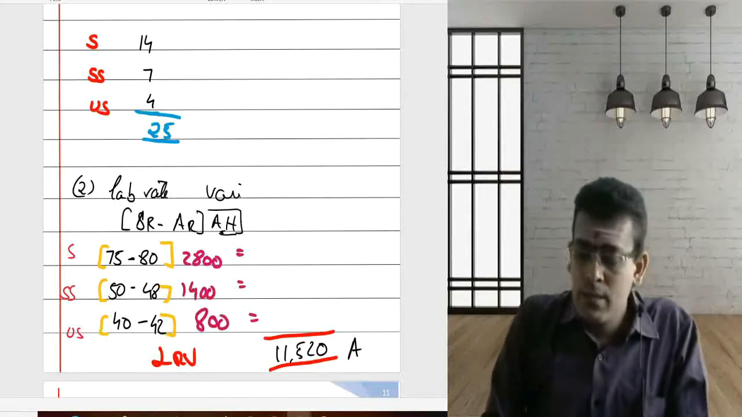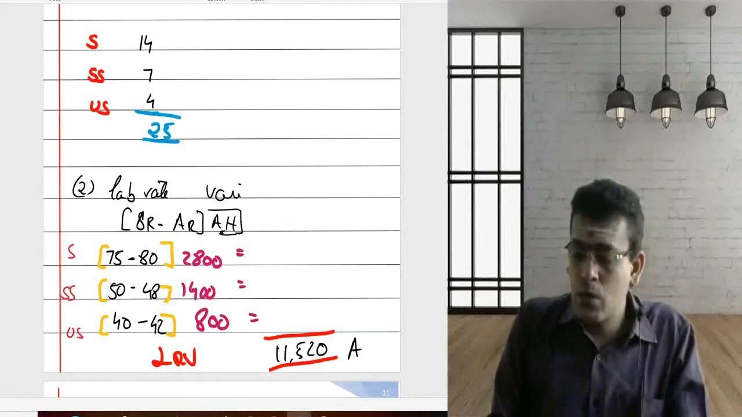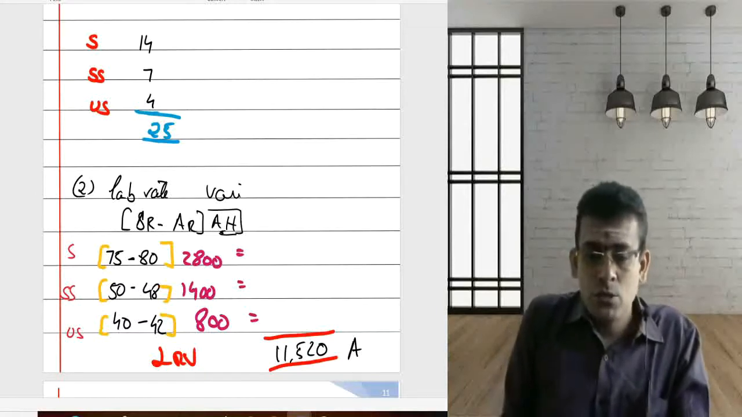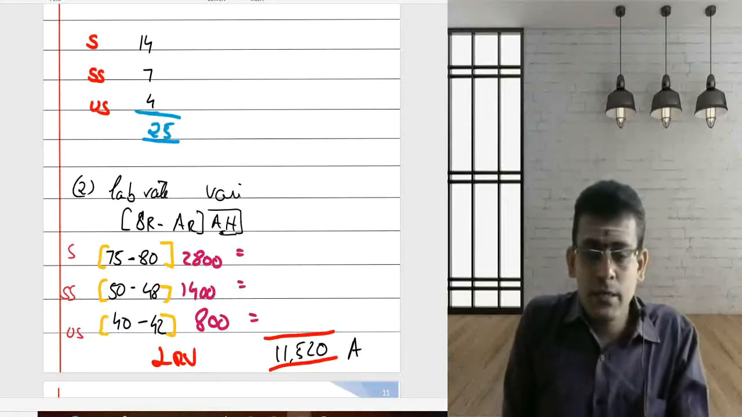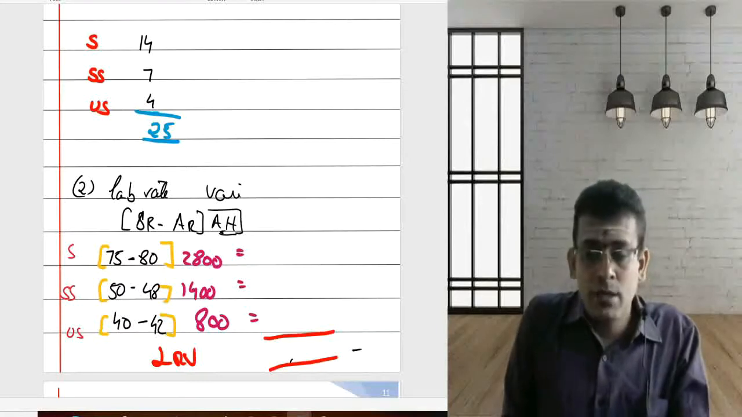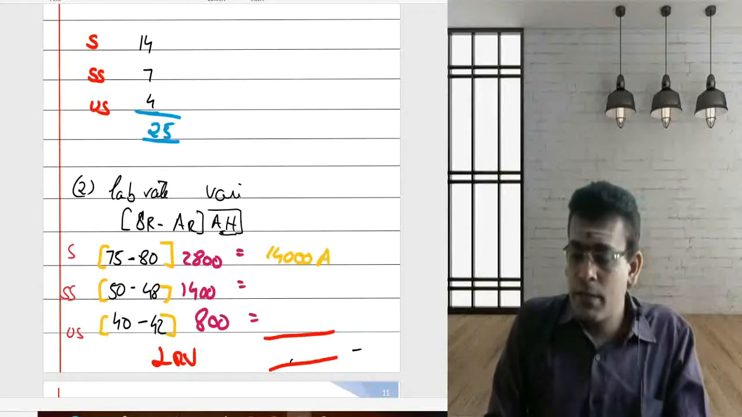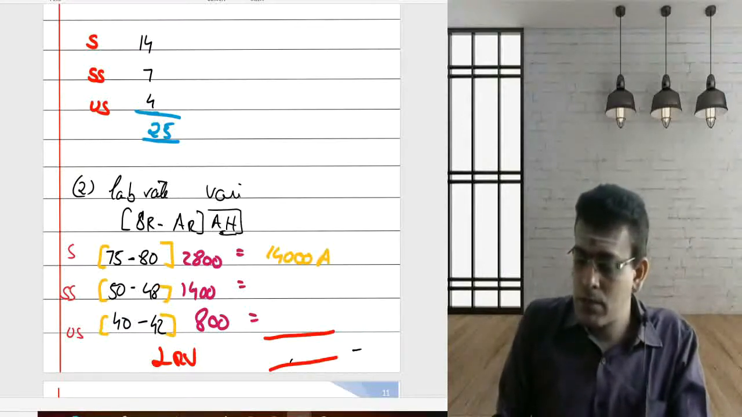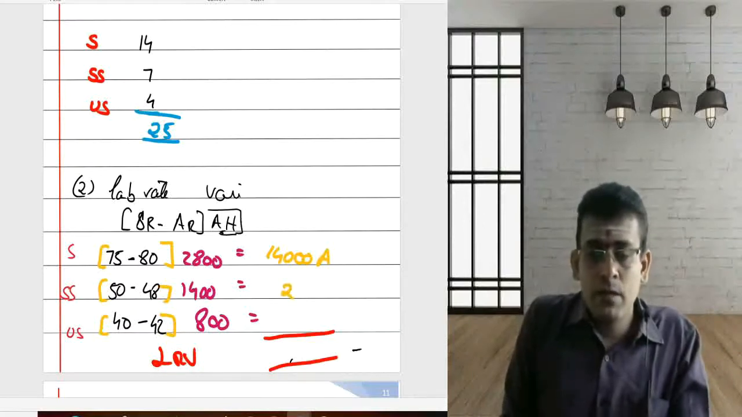Now what will happen? 75 rupees I had to spend, but I had spent 80 rupees, so I had spent 5 rupees more. Like that I had paid wages for 2,800 hours. So that gives me 14,000 adverse. Then 50 rupees I needed to spend, but I had spent only 48. That means I had saved 2 rupees on how many hours? 1,400 hours. So the variance there is going to be 2,800 favourable.